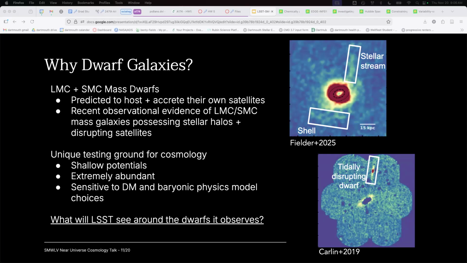LSST is going to give very similar data to these two surveys, and it covers a larger area of the sky. It observes many more of these galaxies, so we can start to do statistical science and understand the stellar halos of dwarfs. But to do that, we need predictions first. We need to understand what our best guess of cosmology tells us about the hierarchical formation of these dwarf galaxies, so we can interpret observations from LSST and similar surveys in a cosmological context. That's our goal: just make some predictions for what LSST will see.